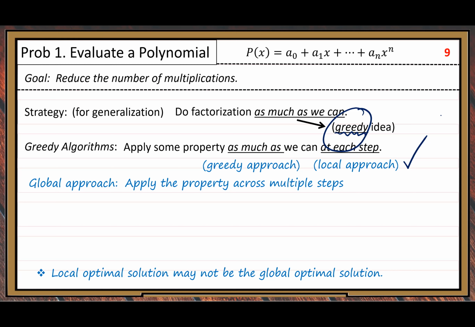But for this problem, we're lucky. When we apply the greedy algorithm, I cannot say we get the optimal solution, but we can get an extremely good solution. All right, so let's continue.